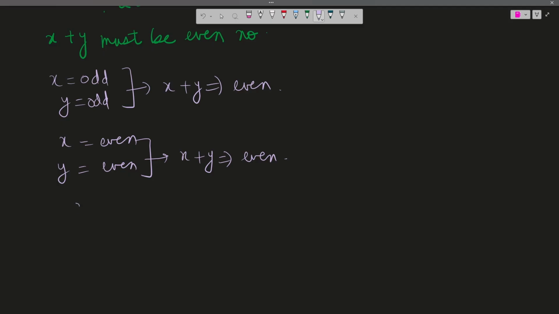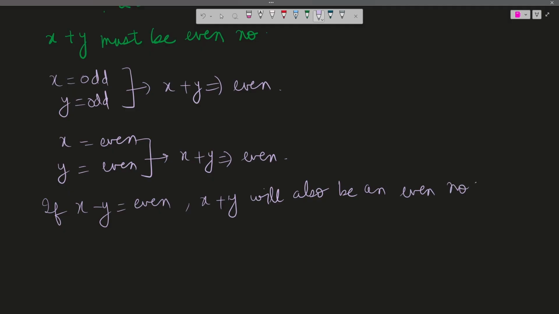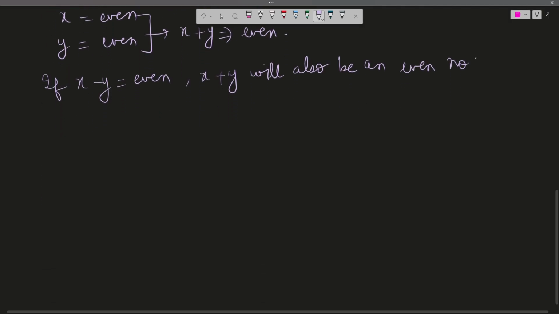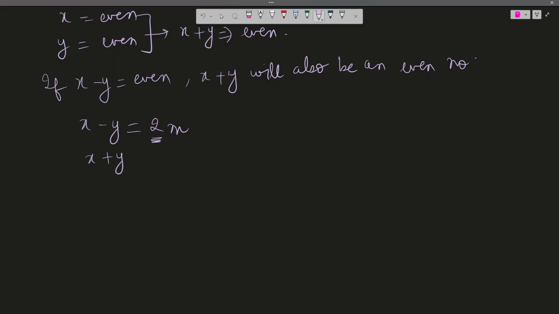So I can say that if x minus y is even, then x plus y will also be an even number. And if it is an even number, I can say x minus y will be divisible by 2. Similarly, x plus y will be divisible by 2. Hence, x minus y into x plus y will be divisible by 4.